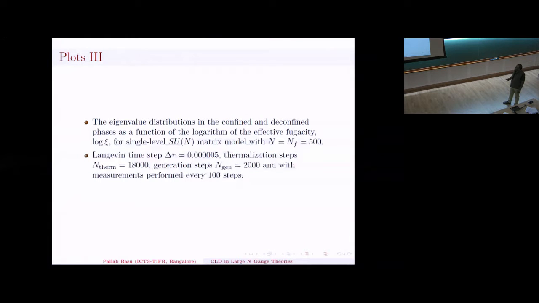So we have done this simulation with the number of degrees of freedom 500, that is 500 cross 500 matrices, with the complex Langevin time step very small, a thermalization step of 18,000 and a generation step of 2,000, with measurements performed after every 100 steps. Anosh knows better than me on that.